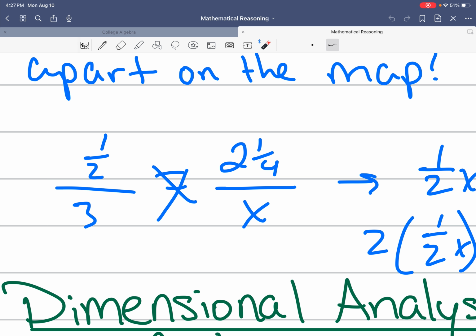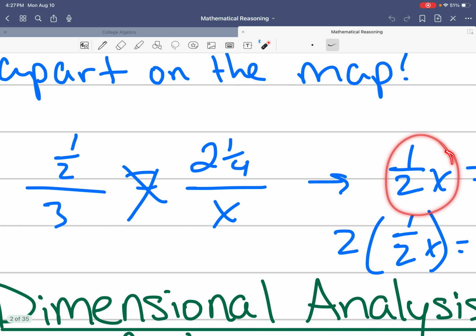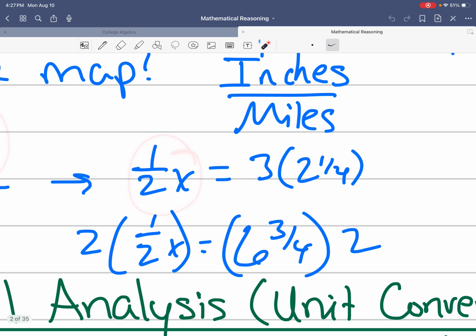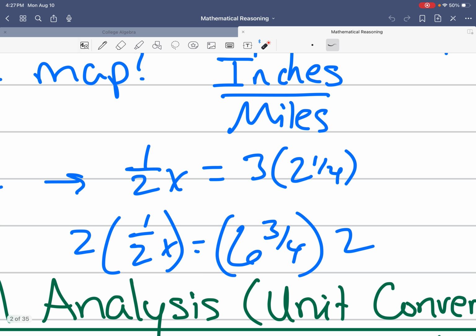A common practice here is to cross multiply and divide. So you're going to multiply diagonally both ways. 1/2 times x is 1/2 x. 3 times 2 1/4 is going to simplify down to 6 3/4. So I have 1/2 x equals 6 3/4. I'm wanting to solve for x though, not 1/2 x.